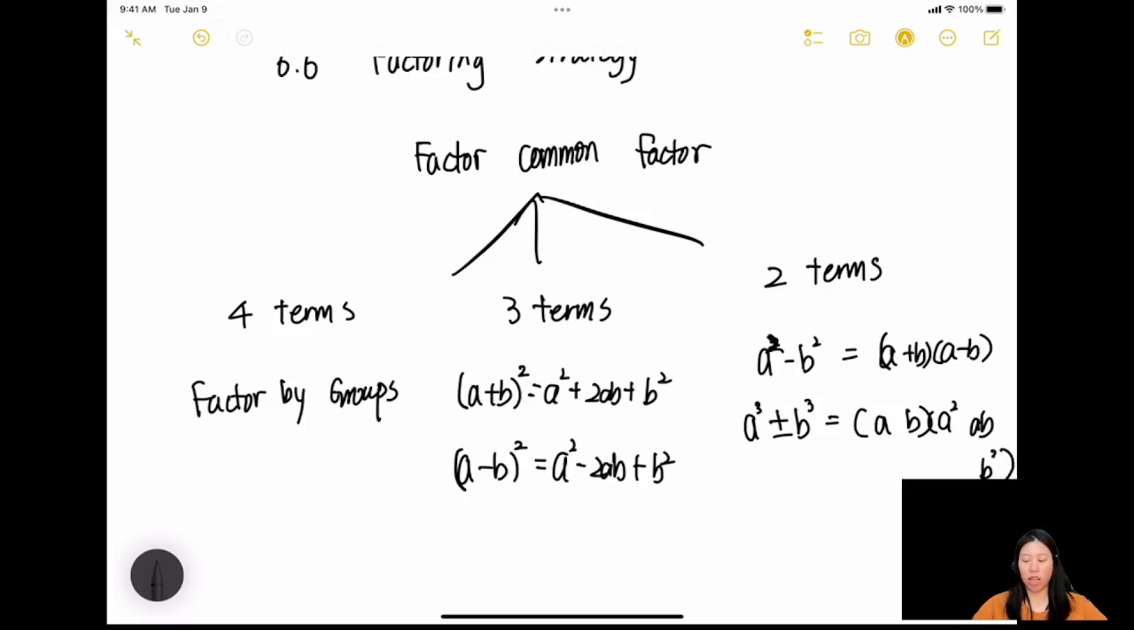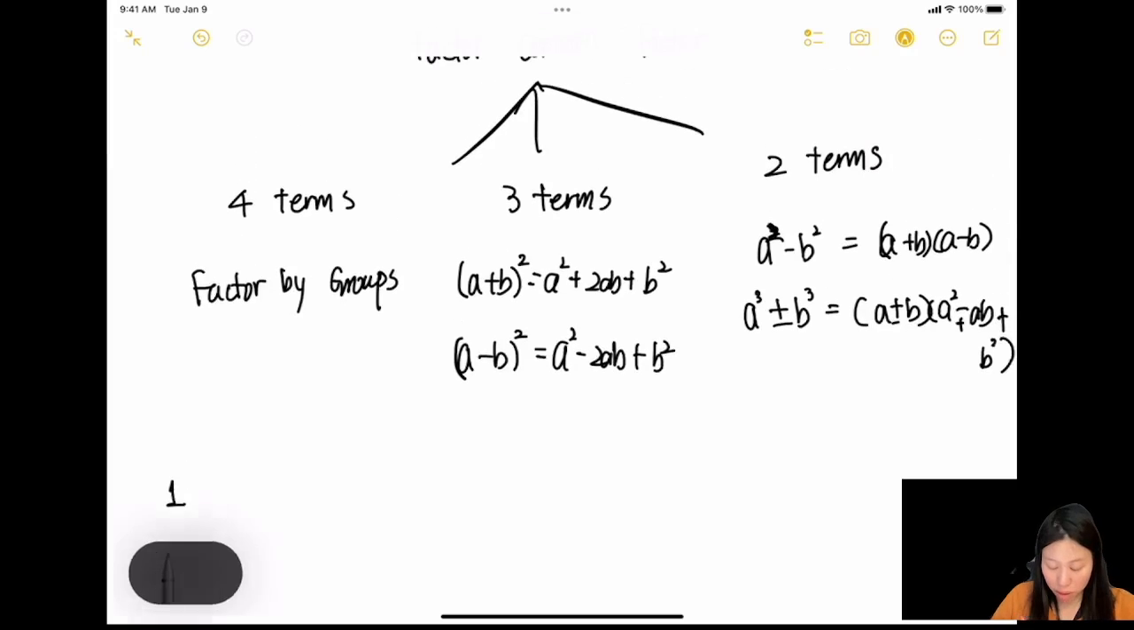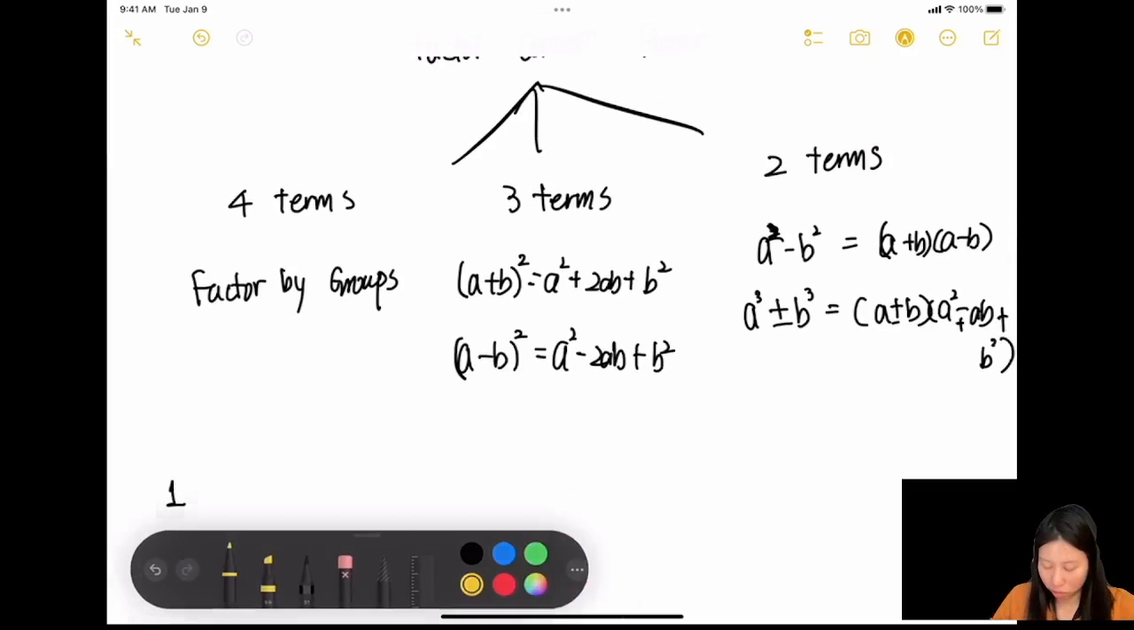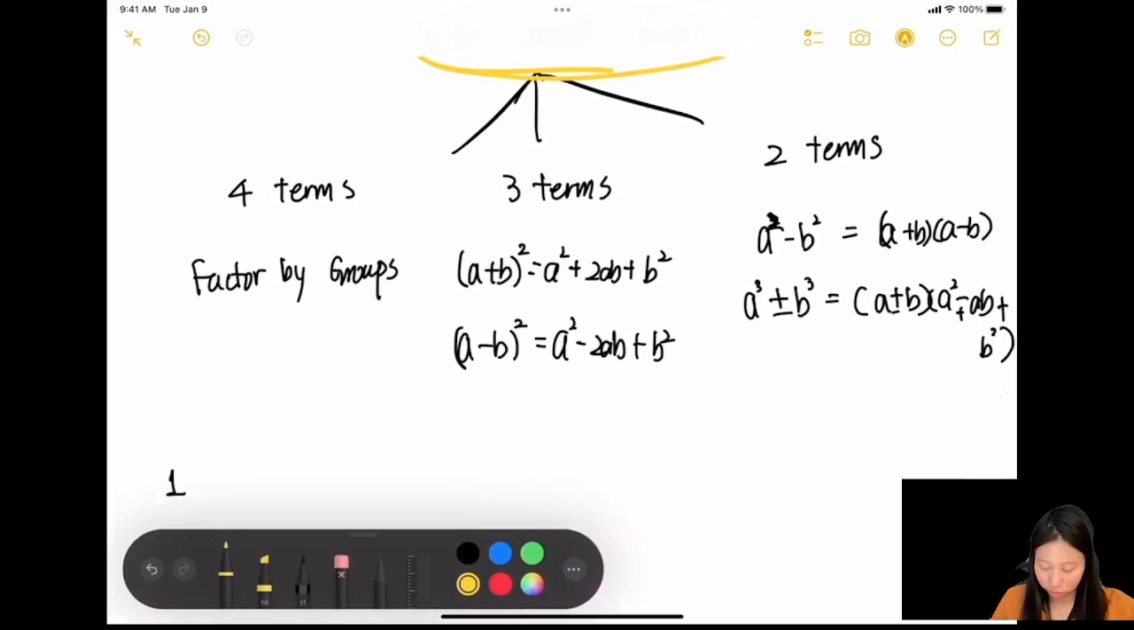A cubed plus or minus b cubed equals a plus or minus b times a squared, ab, and then b squared. The sign rule: same, opposite, always positive. So that means you do the opposite. Okay, so now example 1. But remember, always factor the common factor first. I want to reinforce that.